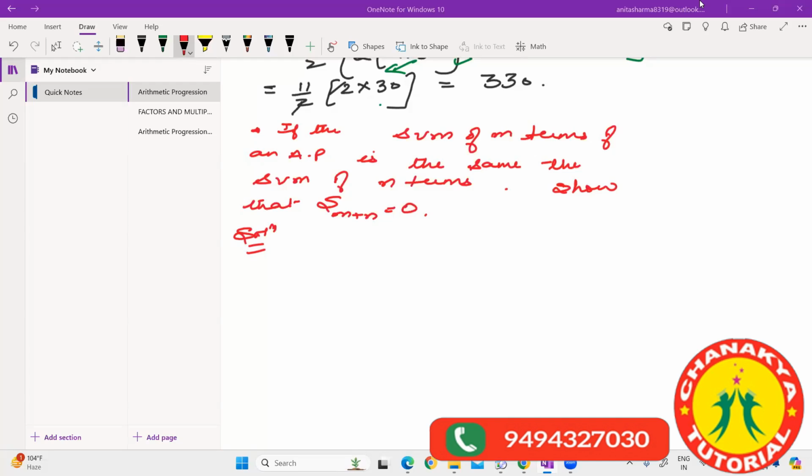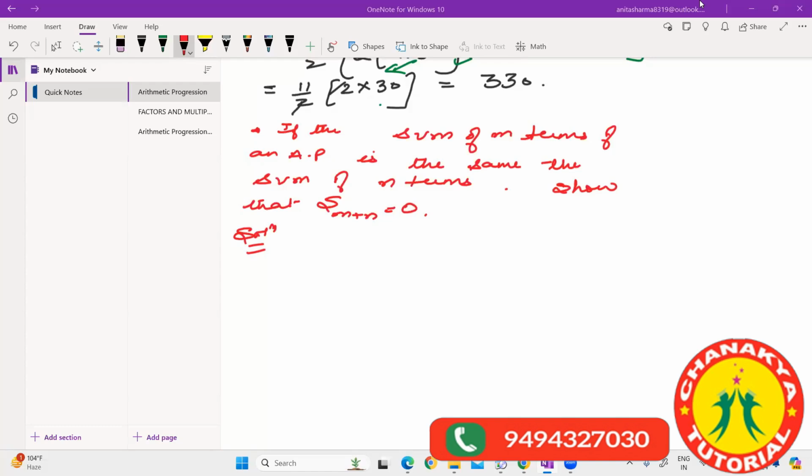Ma'am, here both the sums will be equal, no, ma'am? Then the number of terms will also be equal, no, ma'am? Why? Ma'am, for instance, Sm equals m by 2 into 2a plus m minus 1 d. It is not given, beta. This condition we have not given. Their sum is given equal.